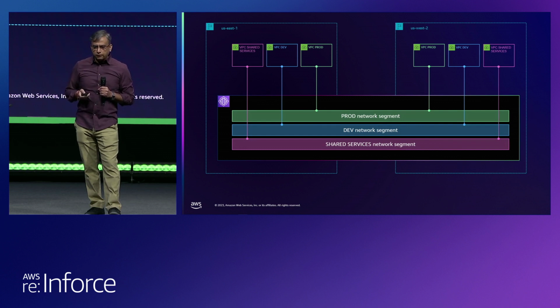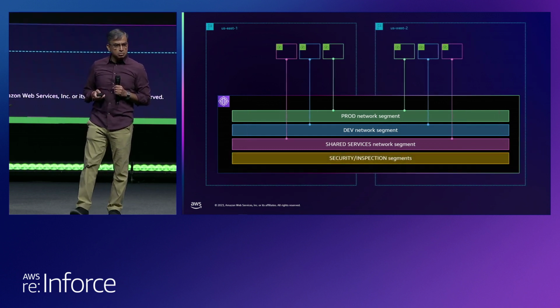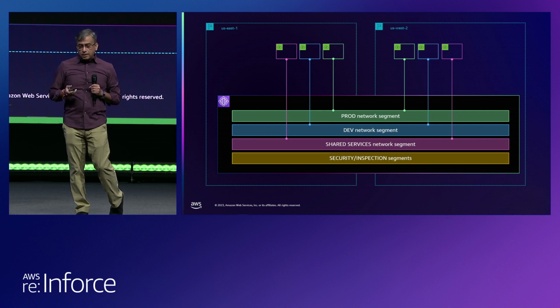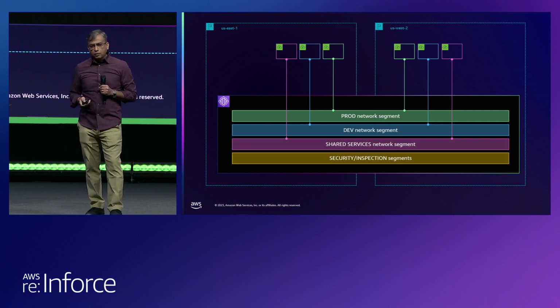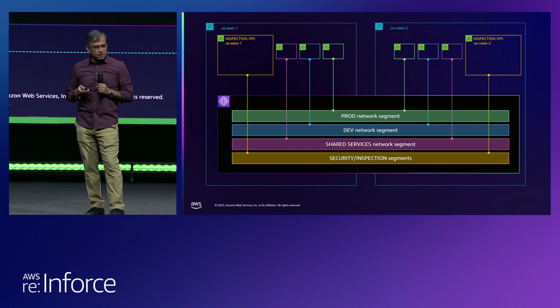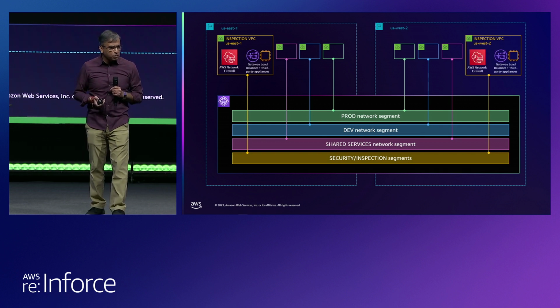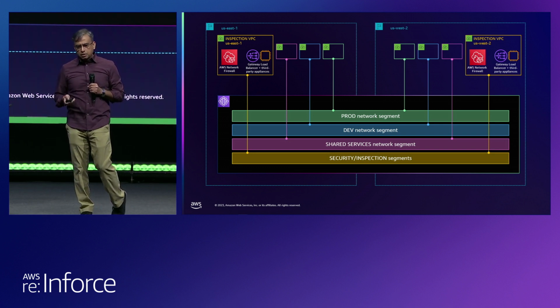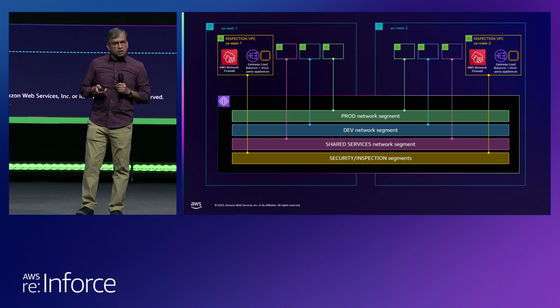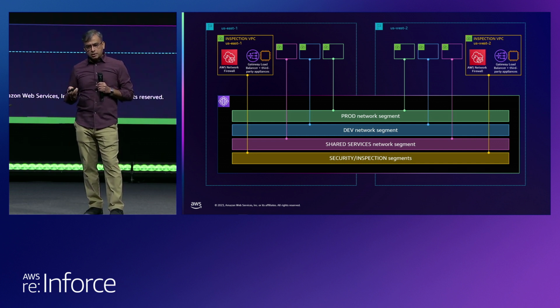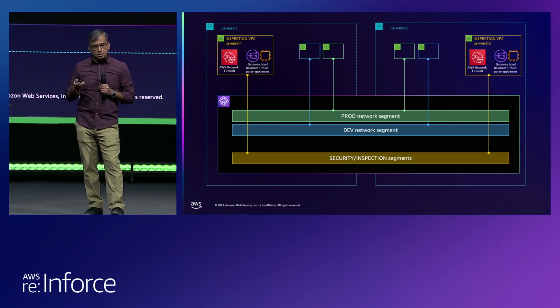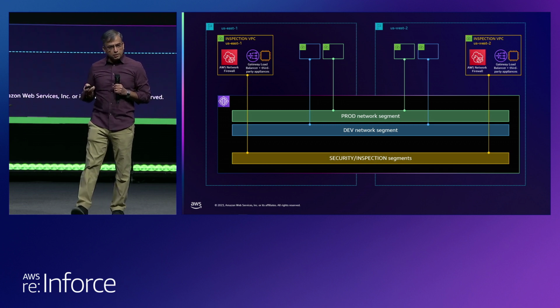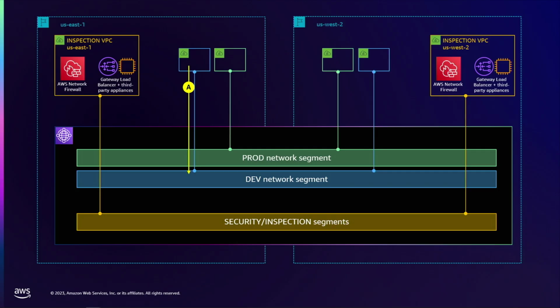So building on the example that we had, we go ahead and create another segment called inspection or a security segment. We create an inspection VPC in each region where you have your security constructs like AWS Network Firewalls, or you might have a third-party firewall sitting behind a Gateway Load Balancer for your traffic inspection. You create those attachments and map them to the shared inspection segment shown in the diagram. At this point, the security segment is shared with the development segment and the prod segment. So let's take a look at the packet flow.